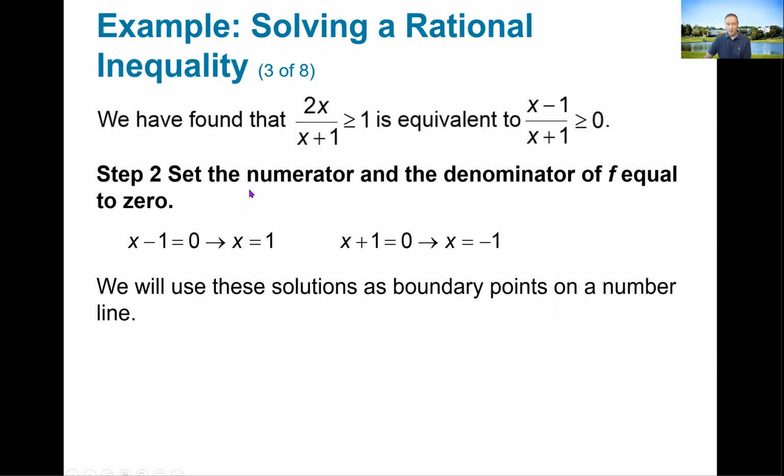So you'll see that's what I've done on this next step, set the numerator and denominator of the f of x equal to 0. So f of x is equal to 0 when the numerator is 0. That's going to be a boundary point. And f of x is undefined when the denominator is equal to 0. That's going to be a boundary point. So both of these are boundary points.